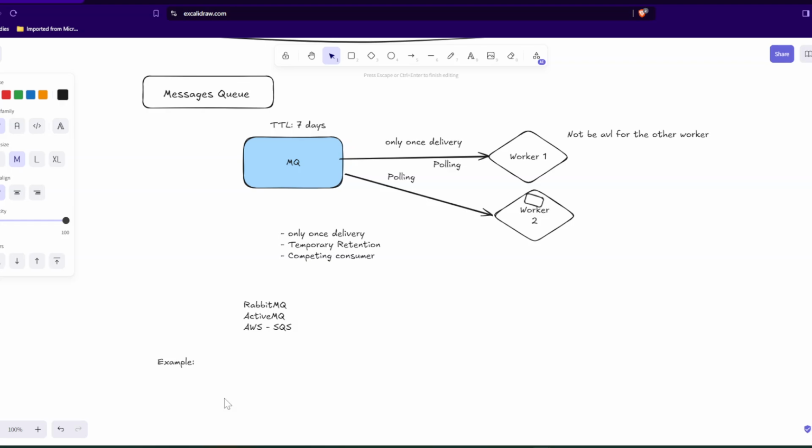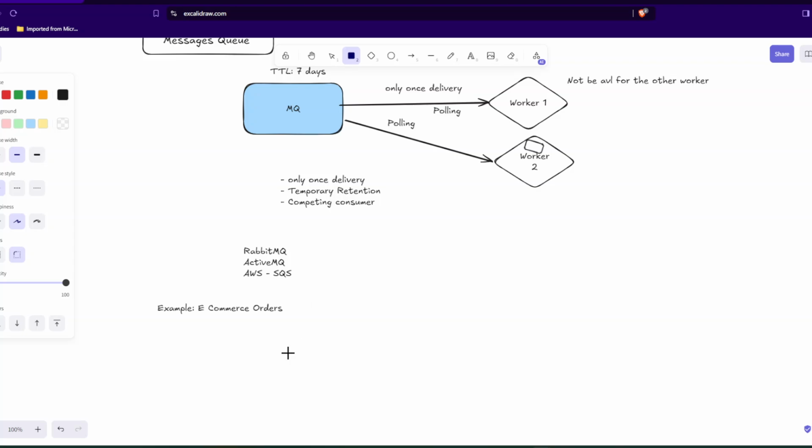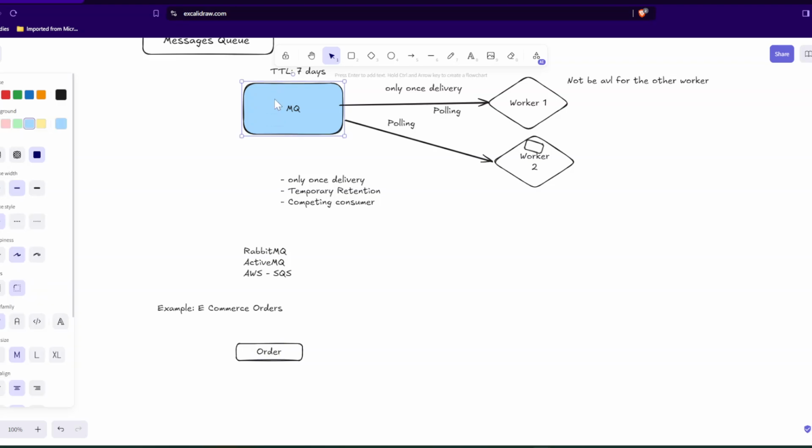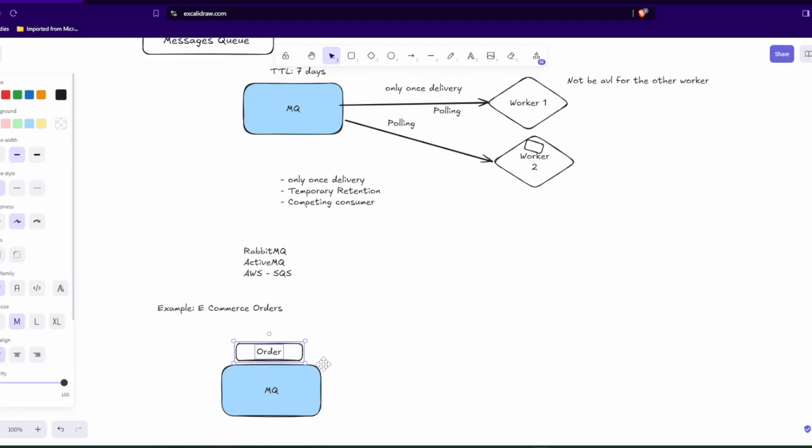So let's take an example. Let's think of some kind of e-commerce order processing. E-commerce orders, how are they being processed? Suppose there is an order. Suppose again I have a queue, this order will be placed in this particular queue.